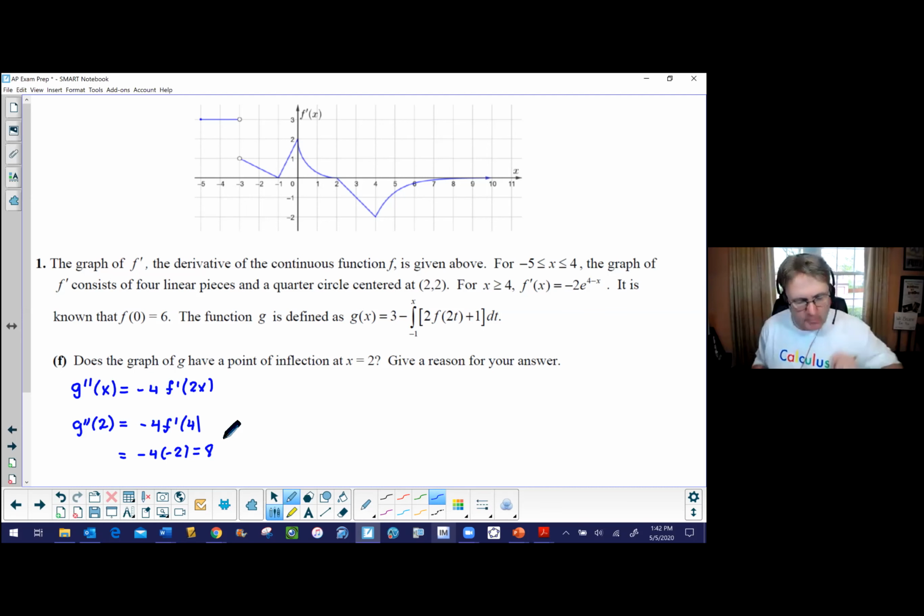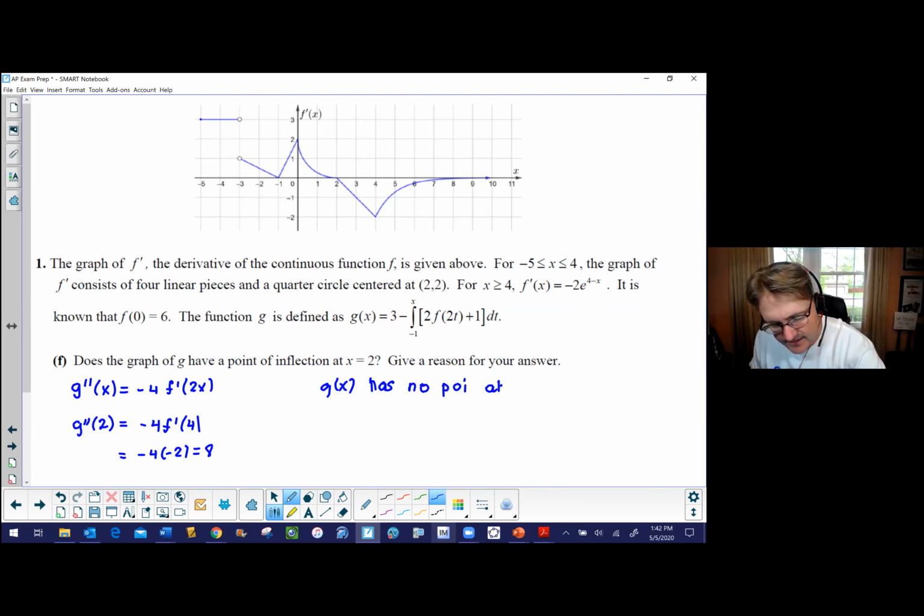Okay, so now I have to think about the next phase of the problem. I have a G double prime that's equal to something that's definitely not equal to 0. That's never a good thing when you're trying to find a point of inflection. So we're going to say that we don't have a point of inflection for this problem. So G of x has no POI at x equal 2, and for a similar reason, it's because G double prime of 2 is not equal to 0 nor undefined.